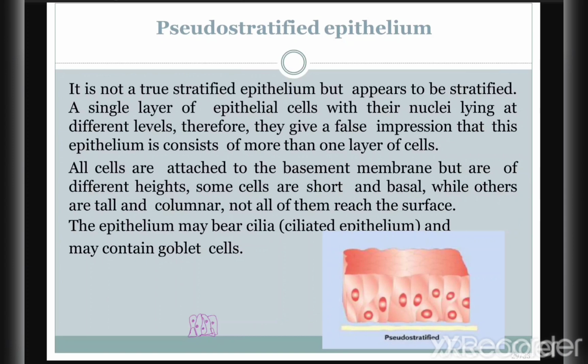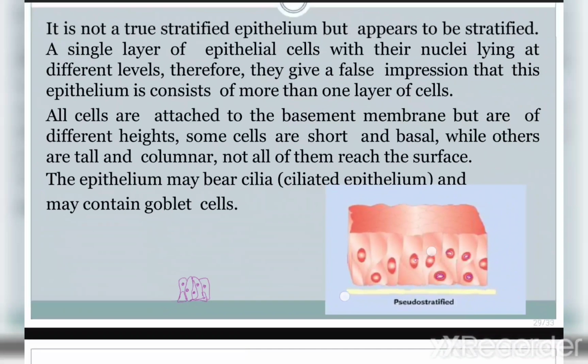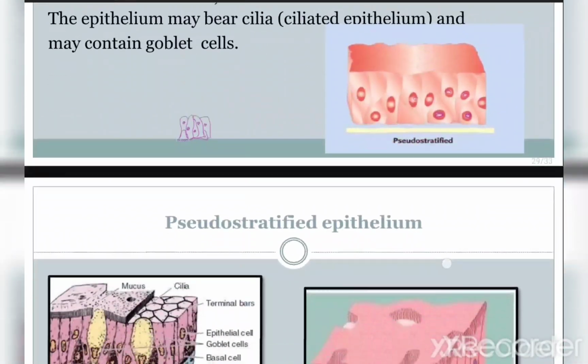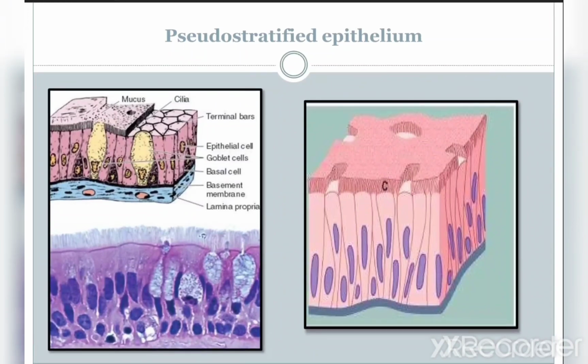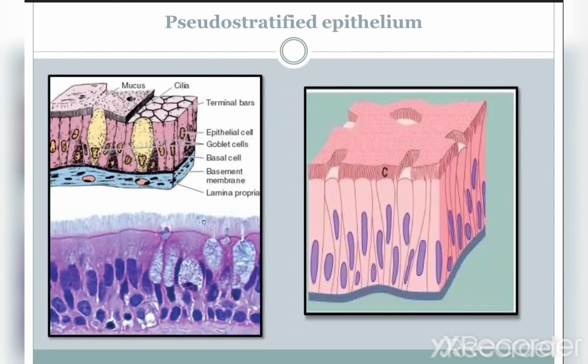Here you can see, for example, this is one nucleus, this is another nucleus, this is another nucleus. All of the cells are attached to the basal lamina, but not all of the cells reach the apical surface. Usually the surface is ciliated. The pseudostratified ciliated epithelium is found in the respiratory tract.